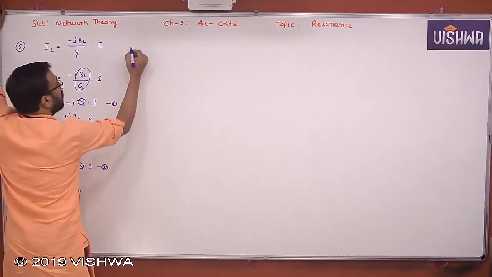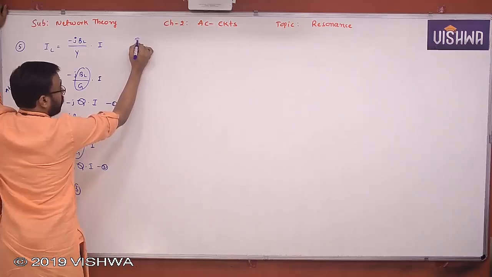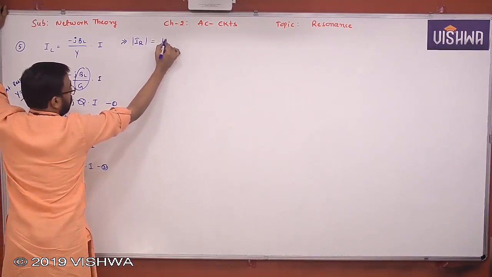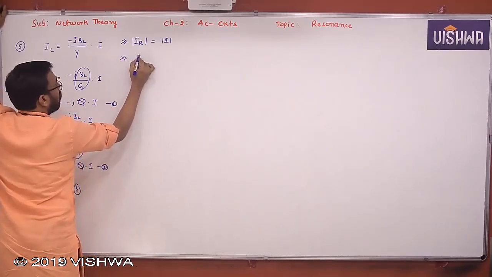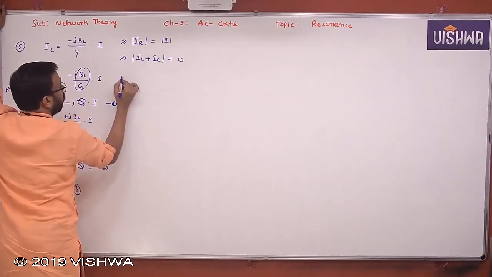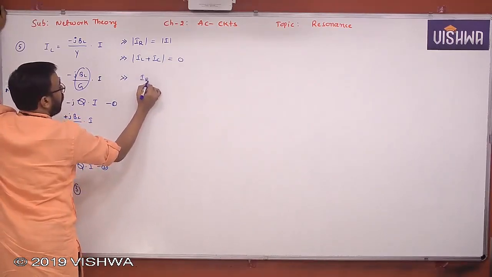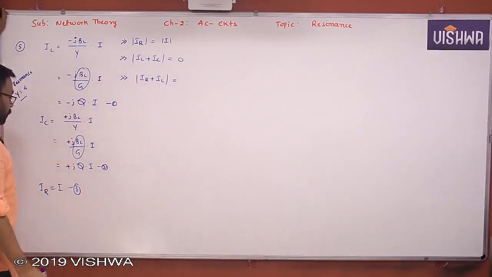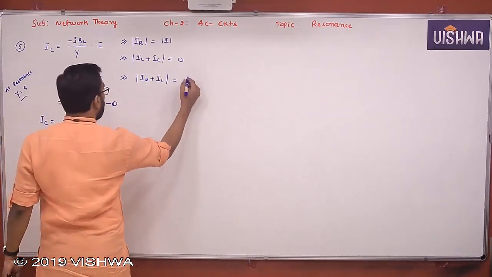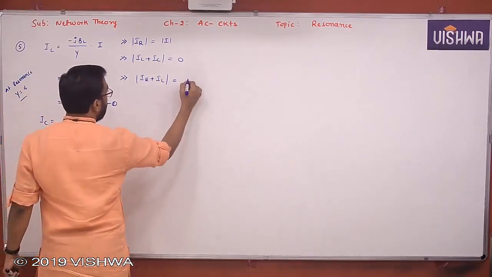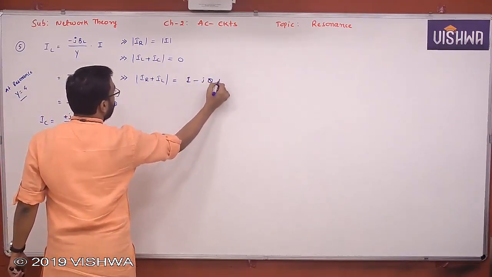Okay, so from this you can say, IR magnitude is a very, very important observation. I magnitude, IL plus IC is 0. IR plus IL, what is this? IR plus IL is I plus minus jQ, that is I minus jQ I magnitude.